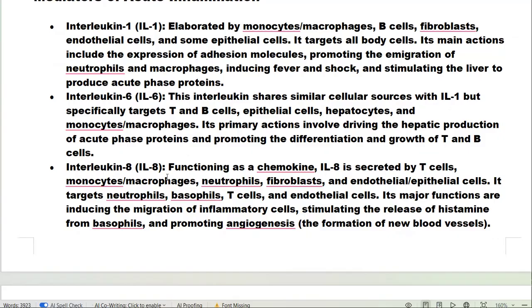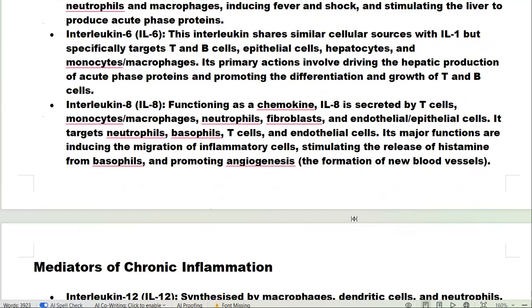Next, interleukin 8, functioning as a chemokine. IL-8 is secreted by T cells, monocytes or macrophages, neutrophils, fibroblasts, and endothelial and epithelial cells. It targets neutrophils, basophils, T cells, and endothelial cells. Its major functions are inducing the migration of inflammatory cells, stimulating the release of histamine from basophils, and promoting angiogenesis, the formation of new blood vessels.